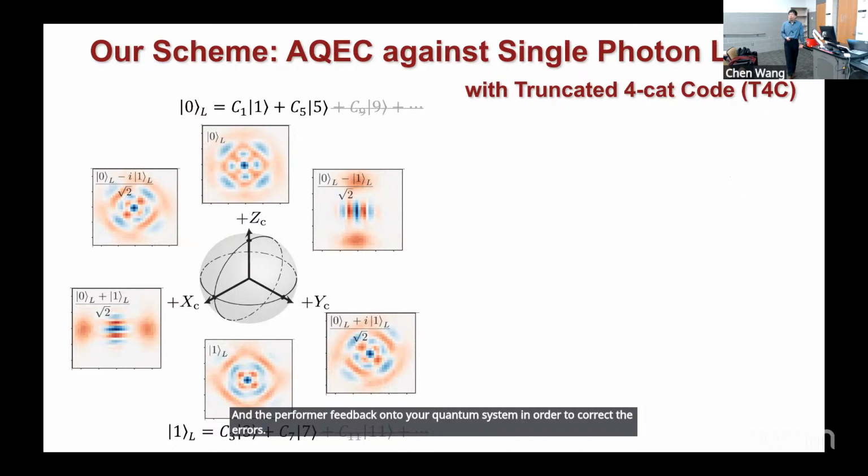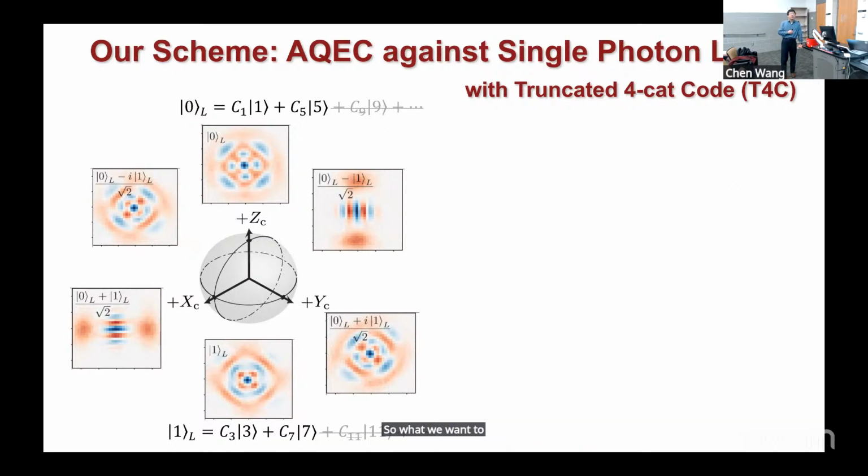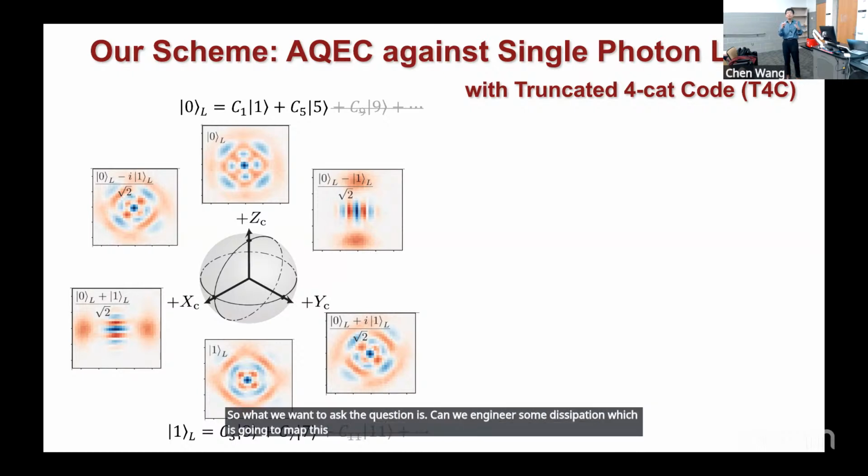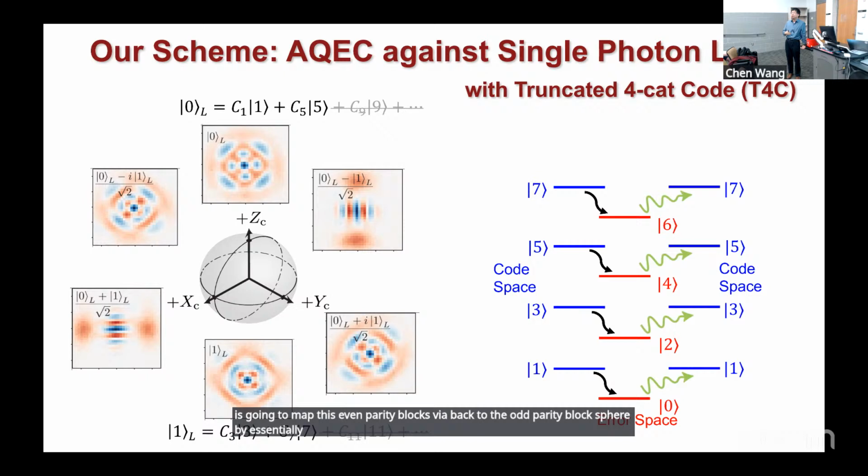So the question we want to ask is, can we engineer some dissipation, which is going to map this even parity Bloch sphere back to the odd parity Bloch sphere by essentially making the environment prefer one of the Bloch spheres over the other?